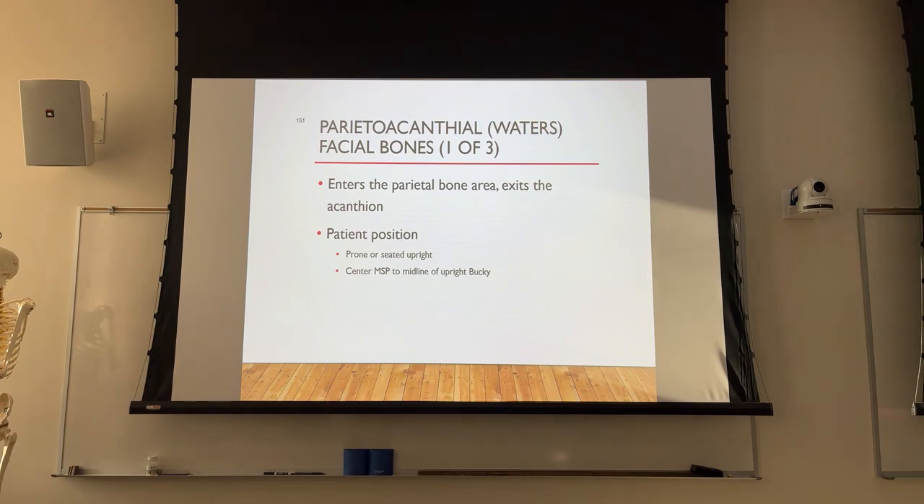For a Caldwell, you're going to angle your central ray 15 degrees caudad, right? So it's a 15 degree central ray angle to the orbital meatal line, right? The orbital meatal line is perpendicular. Central ray angulation is going to be 15 degrees caudad to the orbital meatal line. So when we get over to Waters, all right, so central ray is what?